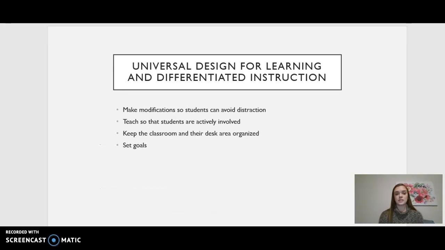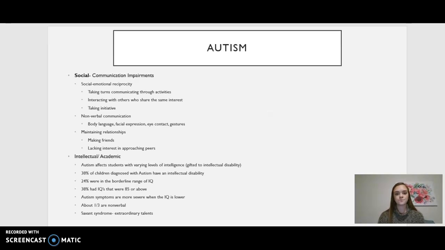Some UDLs and differentiated instruction for this one would be make some modifications for your students so that they can avoid distraction. If that means removing them from group instruction, allowing them to sit in an isolated area just so that they're not able to distract themselves with anyone else. Help keep their area organized as well, just so that they have nothing that's going to interfere with their learning.